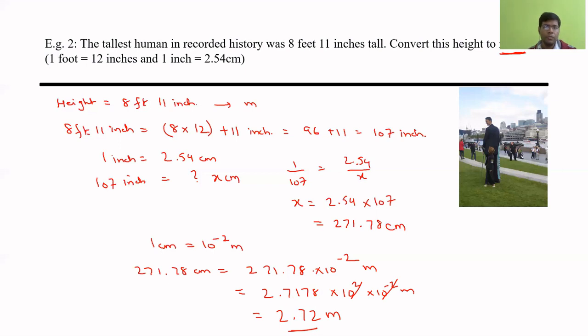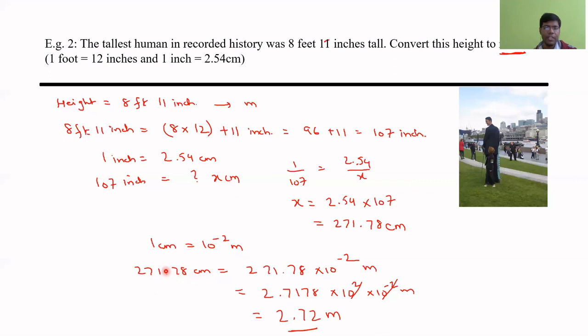Fine. So what we have done is, whatever height was given, it was in feet and inch. So that height, which was in feet and inch, we have converted into inches. Now 8 feet and 11 inch was converted into 107 inches. And we know that 1 inch is 2.54 centimeter. So 107 inch we have converted into centimeters. So we got 271.78 centimeters. And then we know that because the prefix is centi, we have 10 power minus 2 meters.